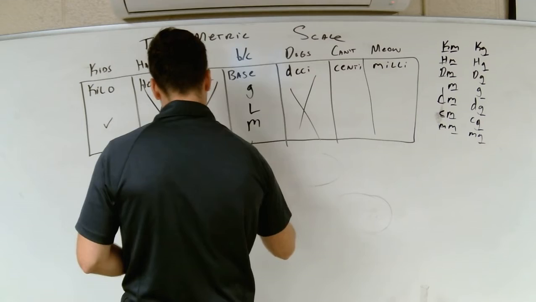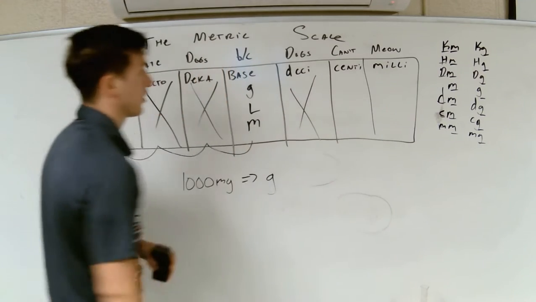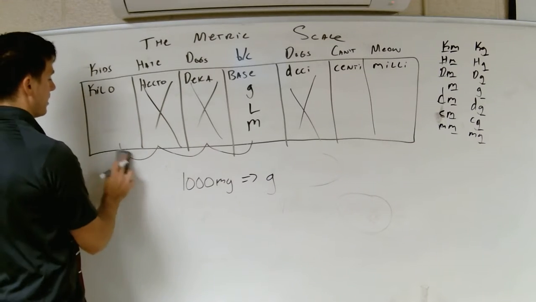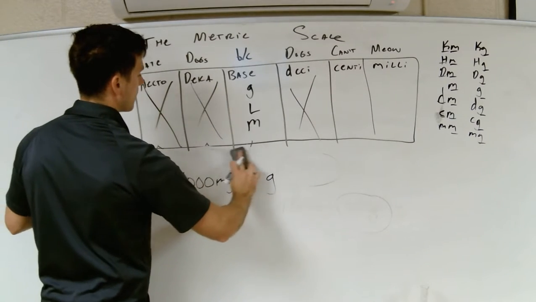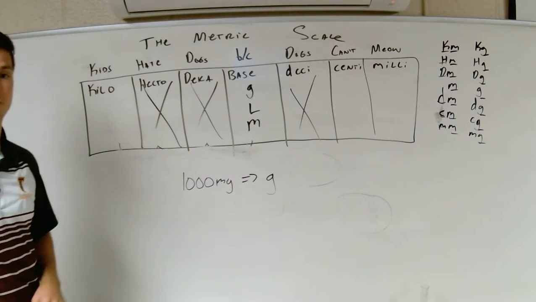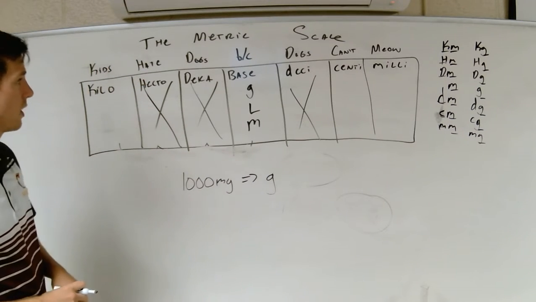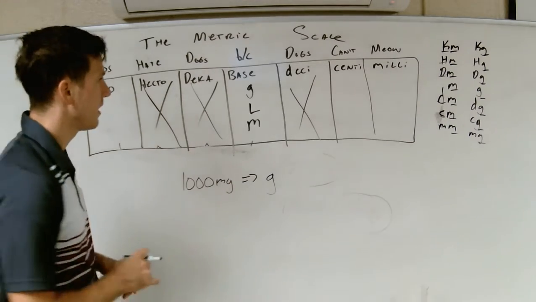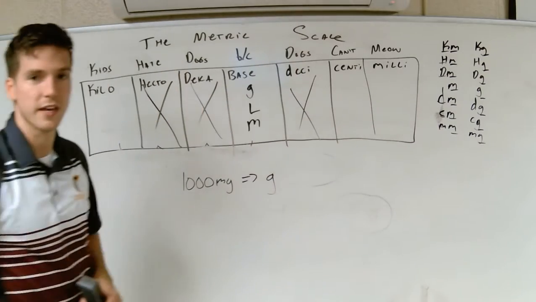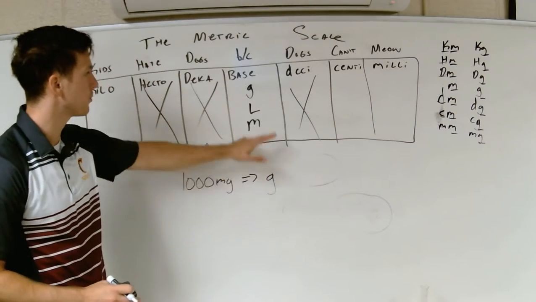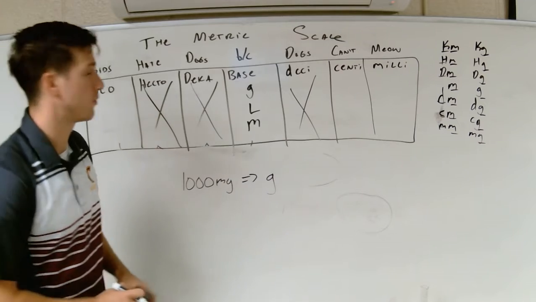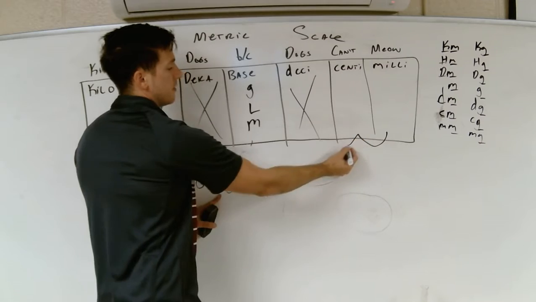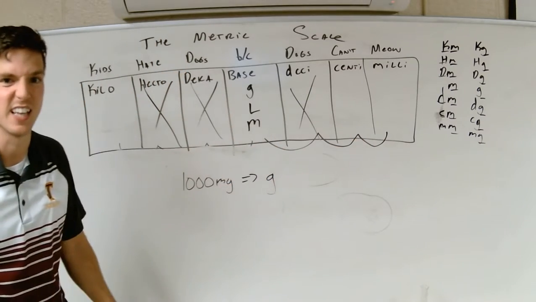1,000 milligrams, and we want to go to grams. Let me erase my check mark and my little jumps. So we're starting new. I start with what I'm given, which is 1,000 milligrams. So we're starting in the milli box, and I'm trying to get to grams, which is our base. So in order to get from milligrams to grams, I go 1, 2, 3 to the left.